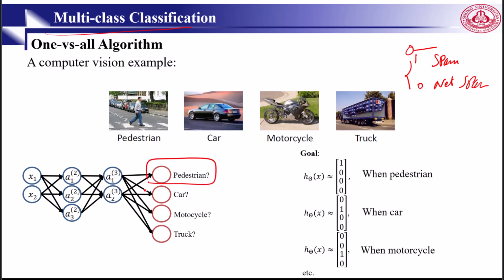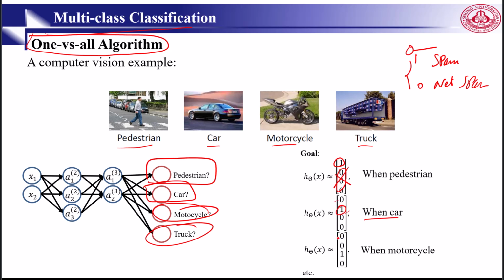For example, here we have 1 output, 2 outputs, 3 outputs, and 4 outputs, right? So if we have a set of images and we want to categorize them, whether there is a pedestrian, car, motorcycle, or truck, for this problem we need to go for the one-vs-all algorithm. So here, we have to do it in 4 different ways. The first time, we consider pedestrian as 1 and the rest as 0. Next time, we consider the second one, car, as 1 and the rest as 0. Next time, we consider the third one as 1 and the rest as 0 when it is a motorcycle. And the other case is when there is a truck, right?